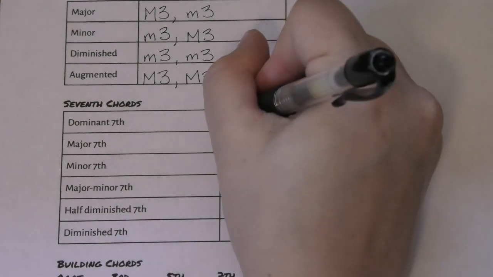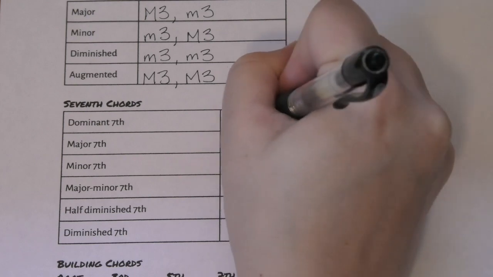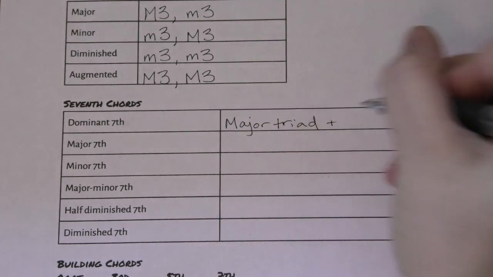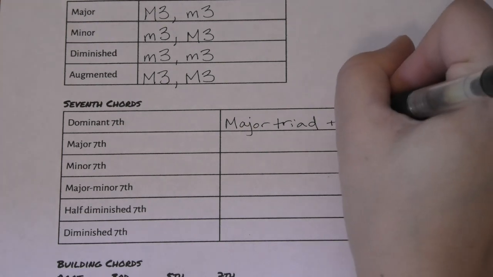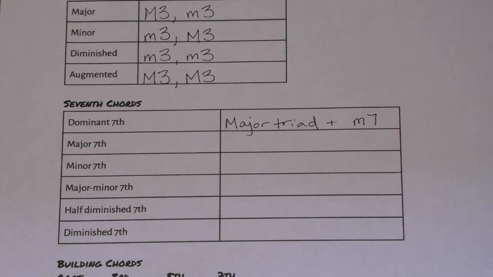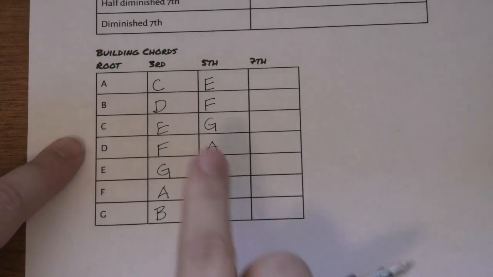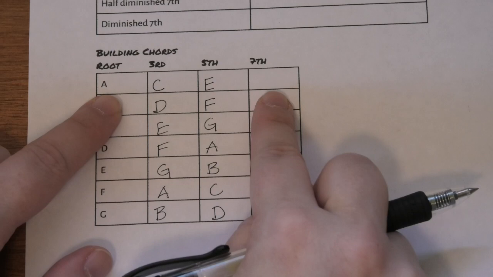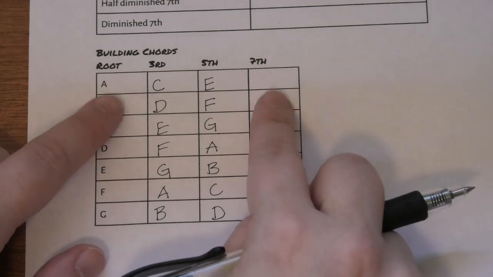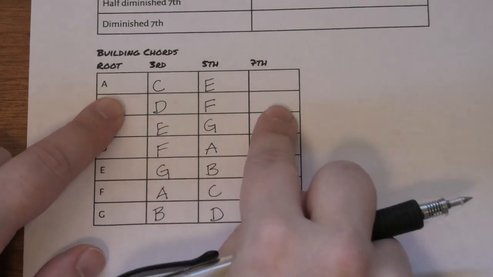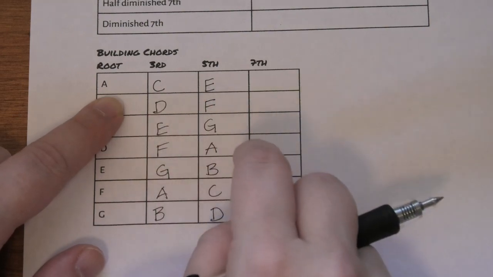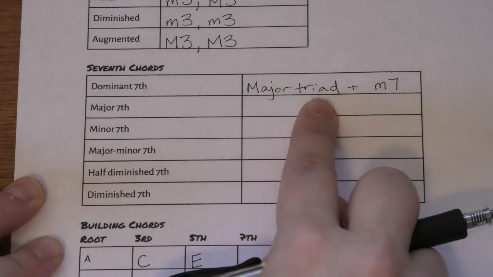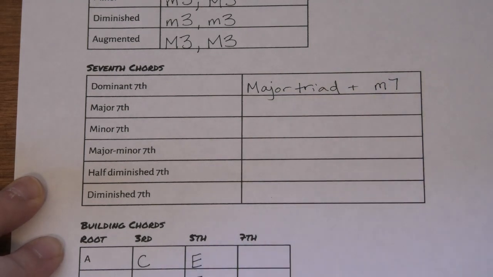And what it is, it's going to be a major triad plus, on top of that, a minor 7th. So as we go through this part at the bottom, you'll see that we have root, 3rd, 5th. We also have a 7th. There's 2 types of 7ths, right? Major 7ths, minor 7ths. So depending on what kind of 7th you put on top of that triad and what kind of triad is on the bottom, you get completely different types of 7th chords. So dominant 7th is a major triad plus a minor 7th added on top.